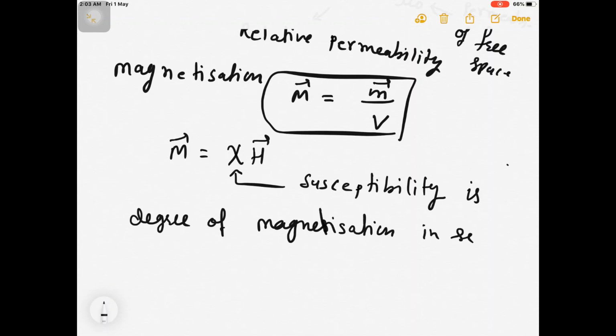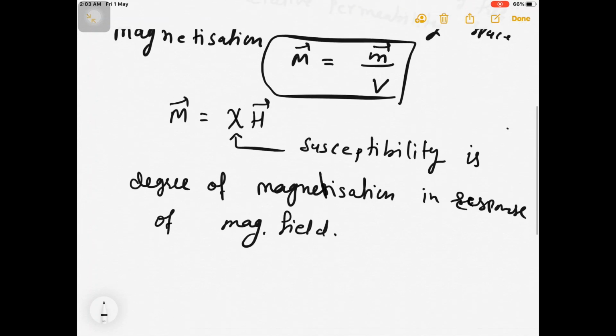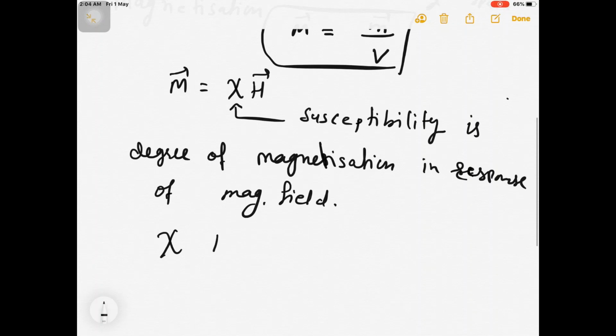in response of magnetic field. So if a material has high susceptibility, it means if we put this material in an external magnetic field, then it will be magnetized more. More susceptibility means more magnetization.